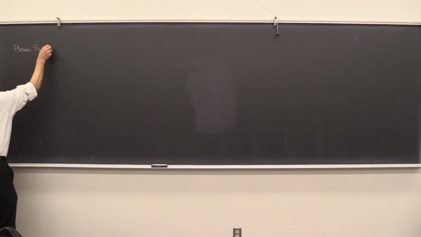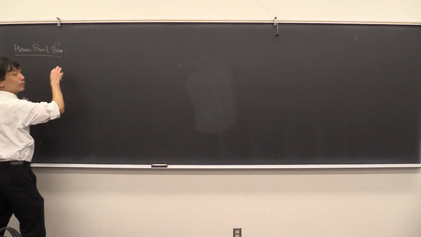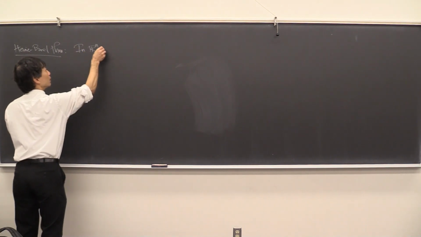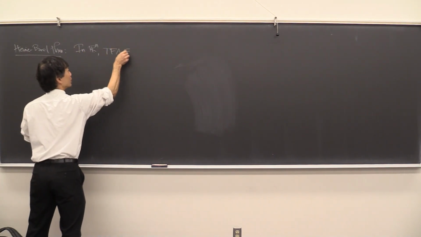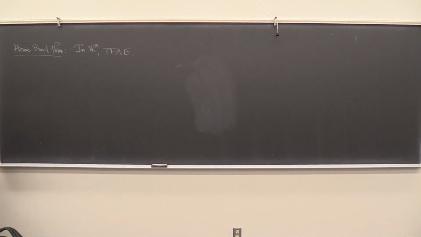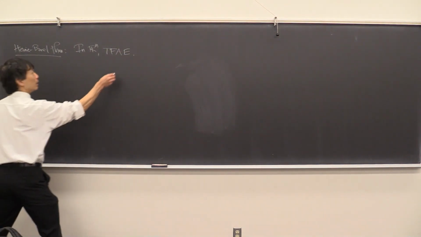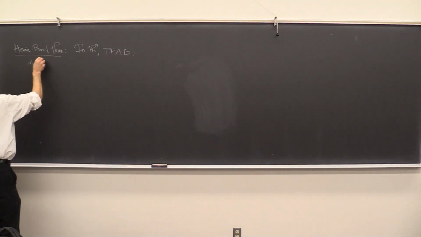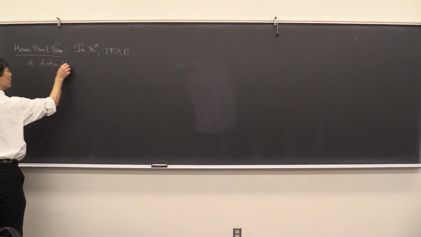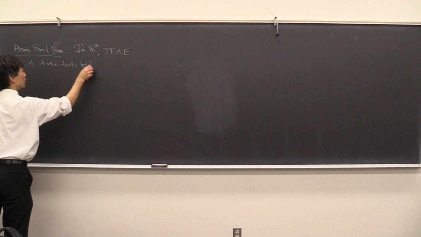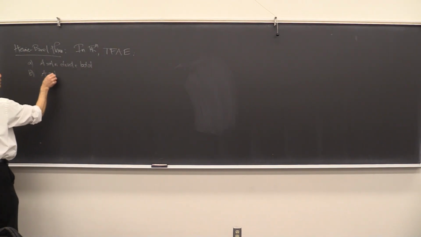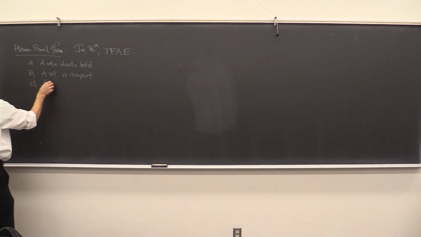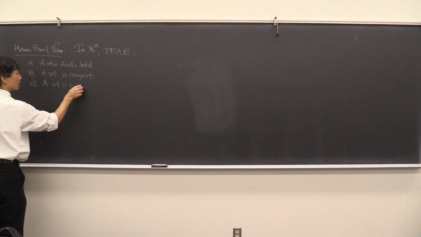Heine-Borel theorem, and what it tells you about is compactness in R^n. So in R^n, the following are equivalent. People will often use this abbreviation. One, a set is closed and bounded. Two, a set is compact. And three, a set is limit point compact.